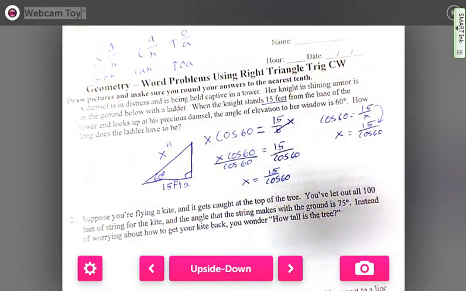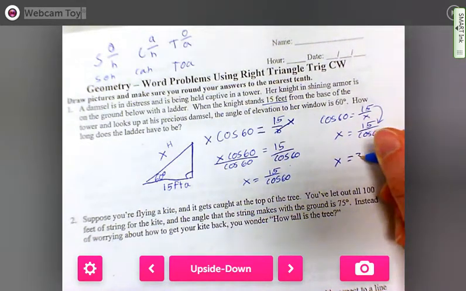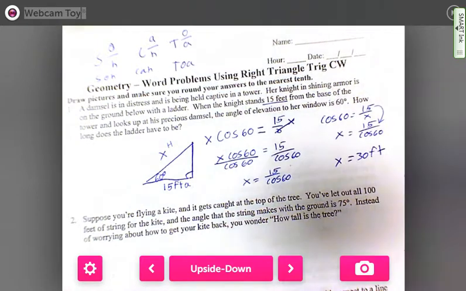Now we're going to put in our calculator 15 divided by cosine 60. We still remember how to get to cosine. We hit the trig button. I'm going to get x equals 30 feet. How we doing?